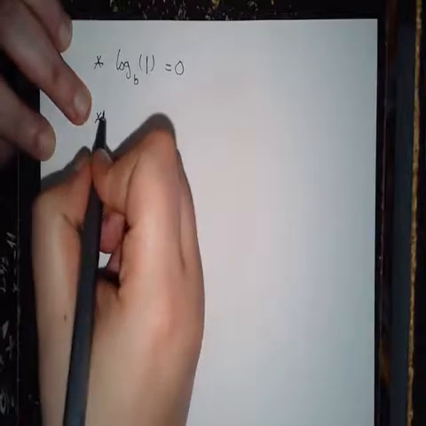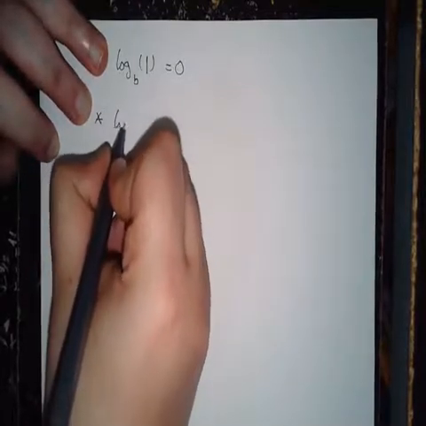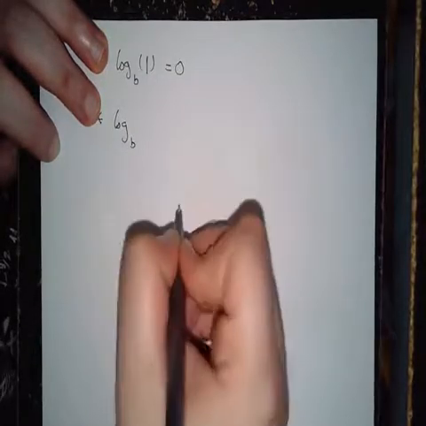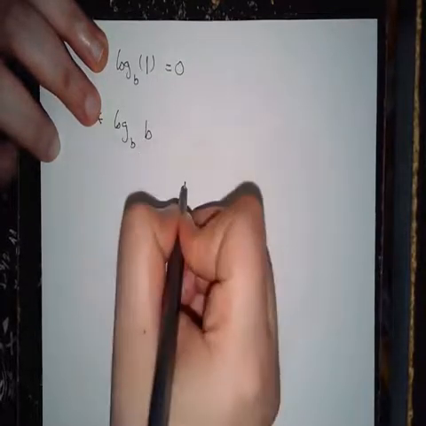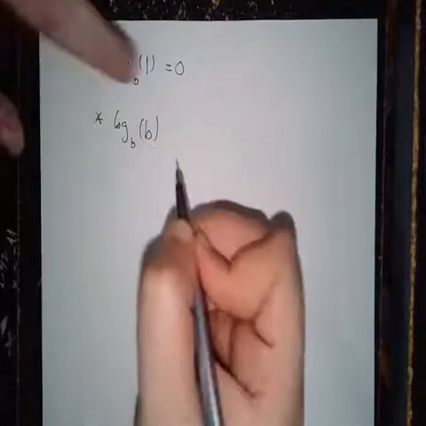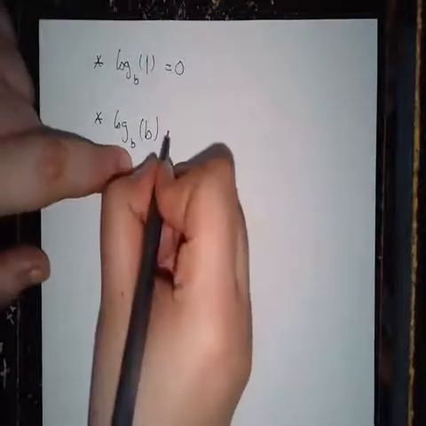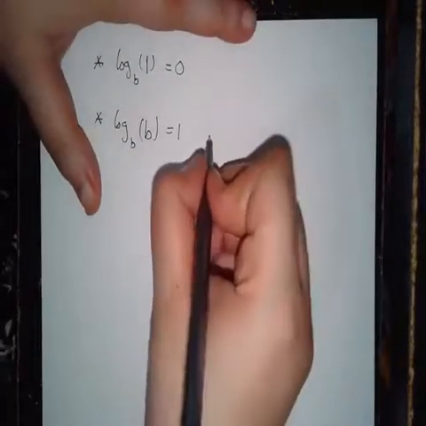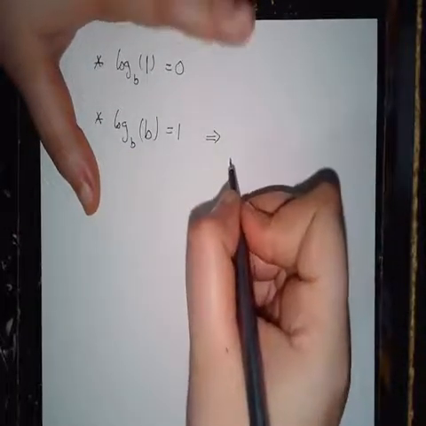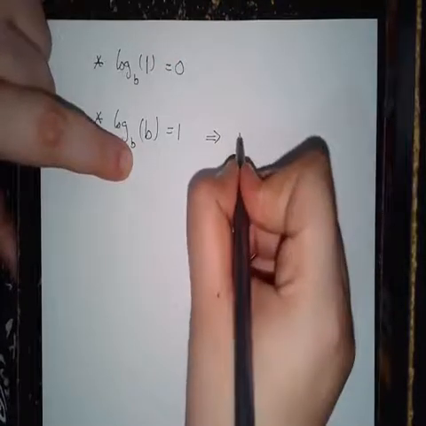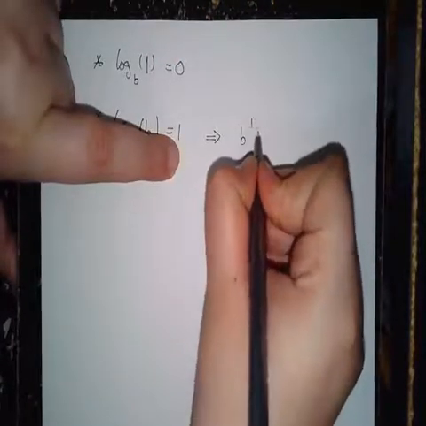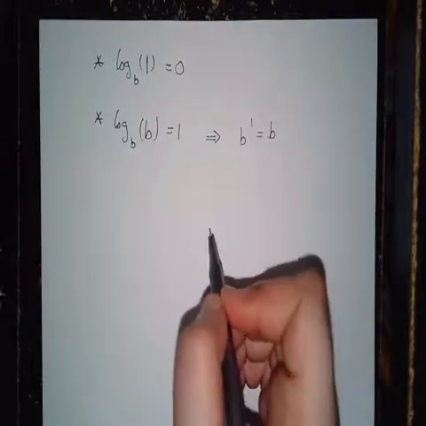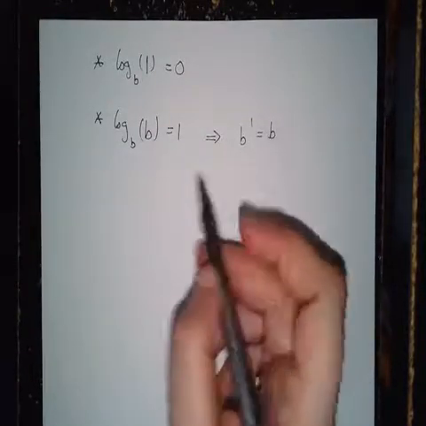Number 2. Log base b of b. So the inside of the log is the same as the base. The answer is going to be 1. Now, this can be further explained if I show you the exponential equivalent. So the base, b, power is 1, and that equals b. For example, 3 to the first power is 3, right? So this is basically what that means.